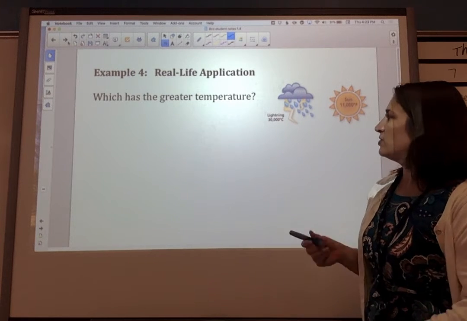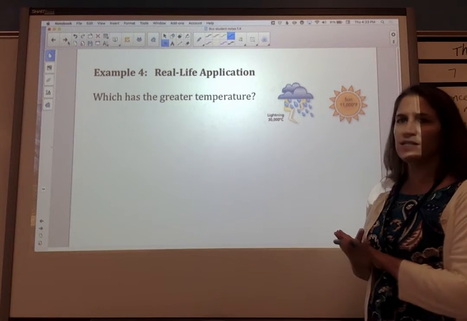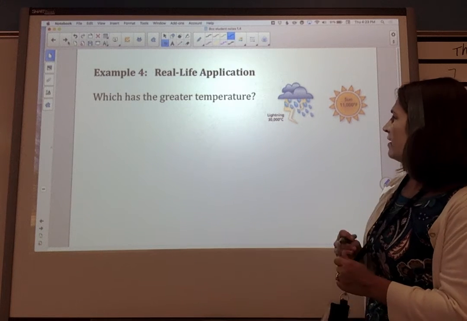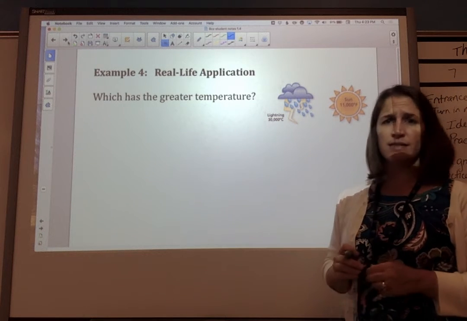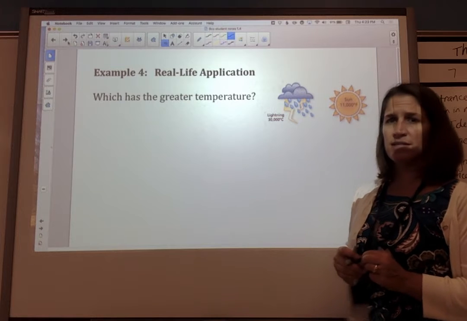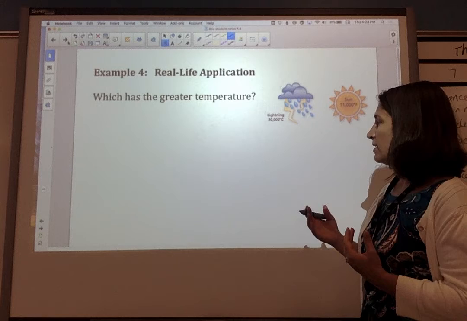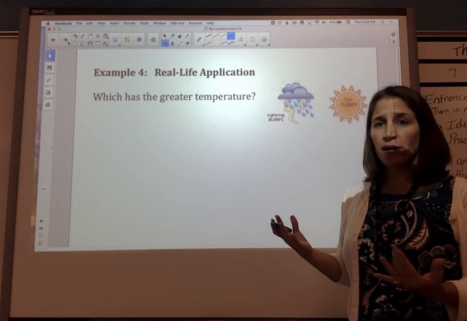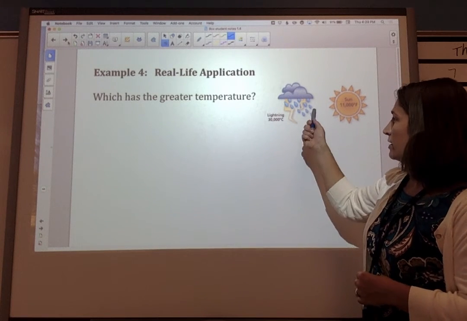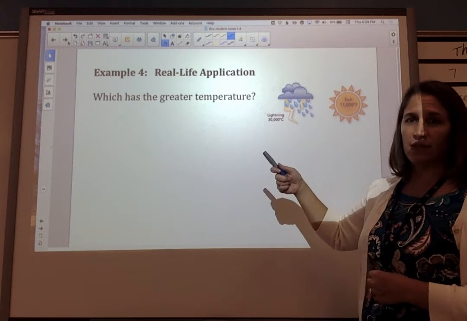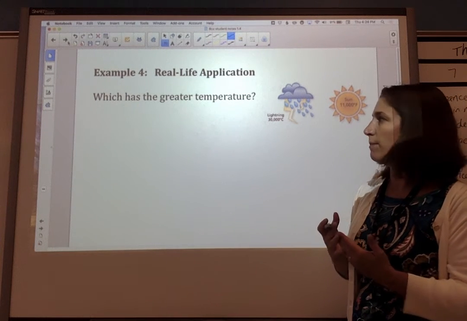So here's an application. We want to know which has the greater temperature: lightning at 30,000 degrees Celsius or the sun at 11,000 degrees Fahrenheit. So we can go either way. We can take the lightning and convert it to Fahrenheit, or we can take the sun and convert it to Celsius. Either way, we should be able to compare.